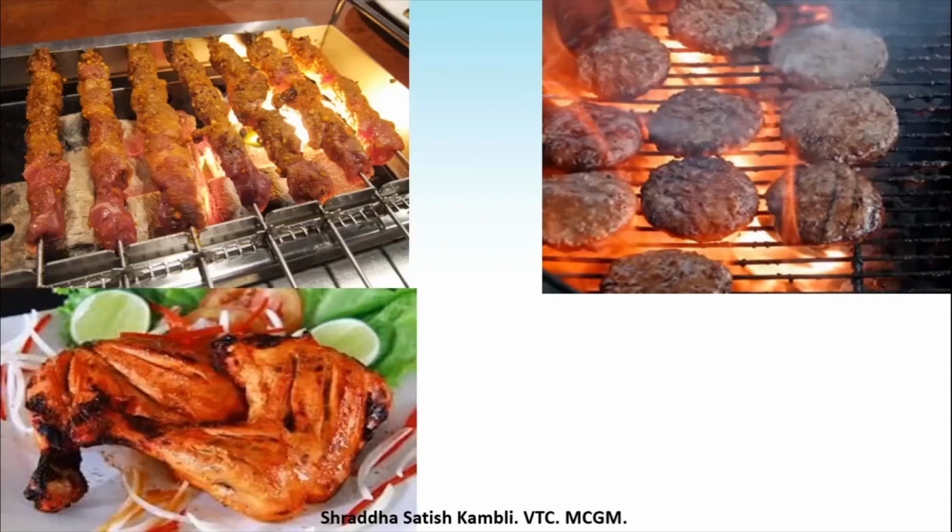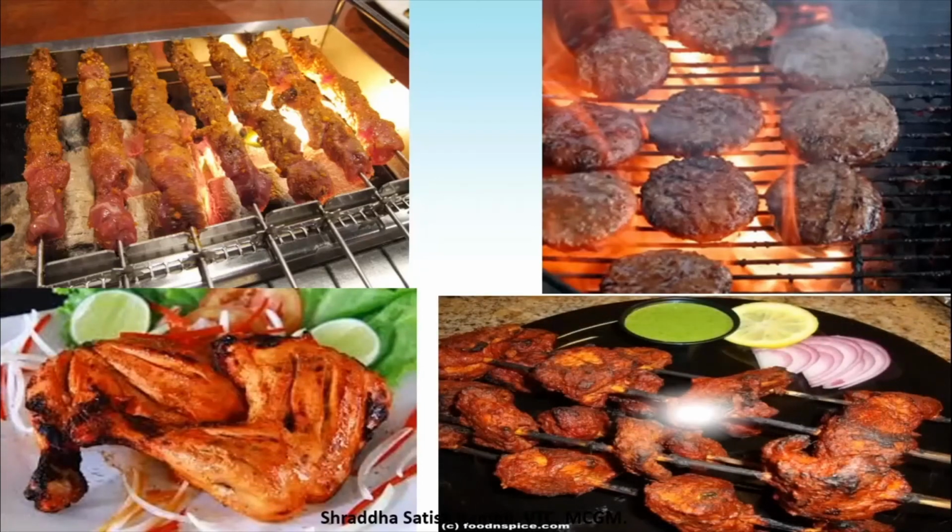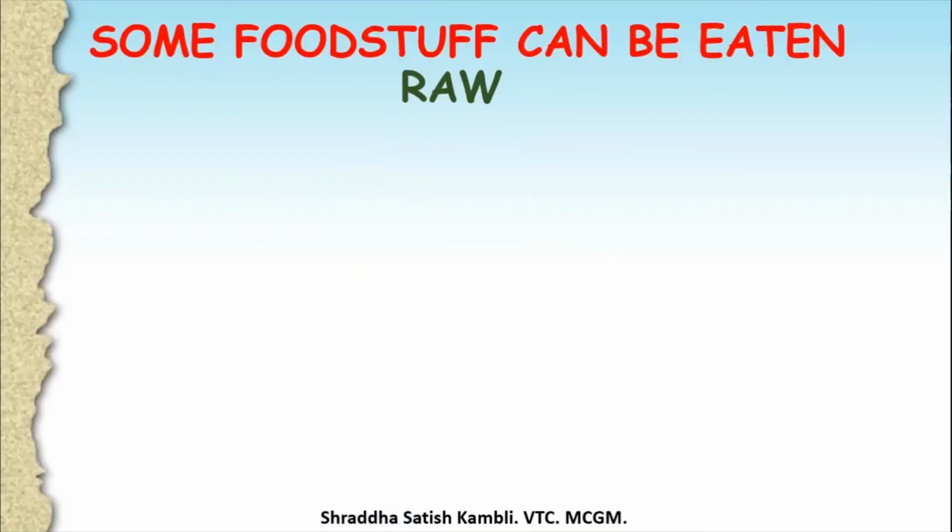Alright, so this is all roasting. This is how you roast the food. Okay children, many of us also like roasted food, isn't it? We call it tandoori and we love to eat tandoori food. So this is one more way of cooking, that is by grilling the food, that is roasting it on open fire.